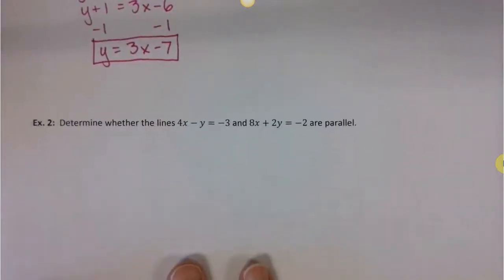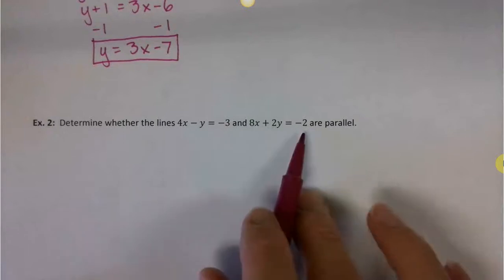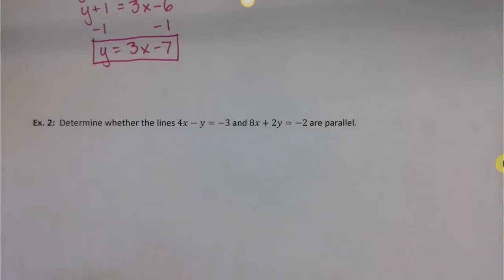Now in example 2, we're given equations of two lines and we're asked to determine whether or not they are parallel. And again, this goes back to slope. Do these lines have the same slope? And remember, in order to identify the slope of a line given its equation, we need it in slope-intercept form. So that's where we're going to start, by solving both of these equations for y.